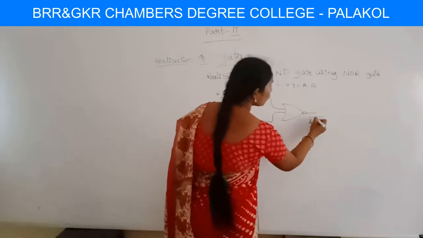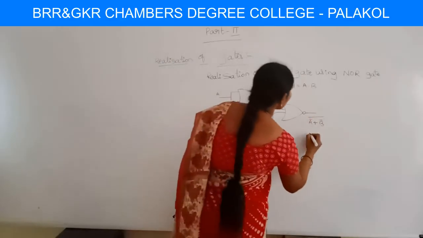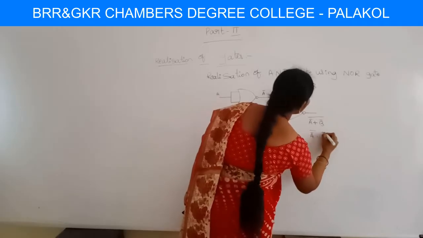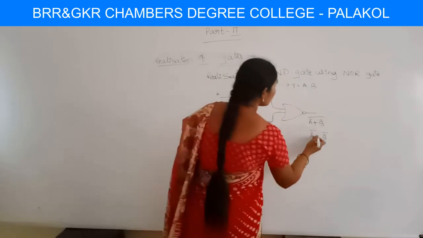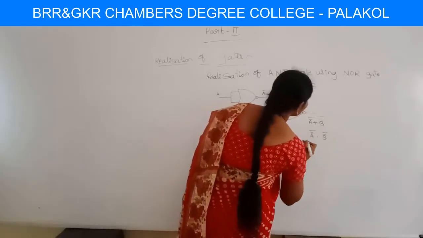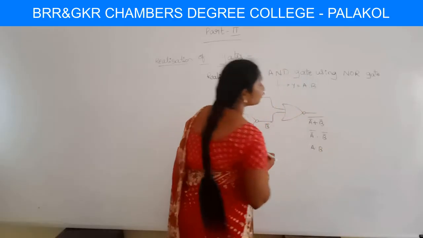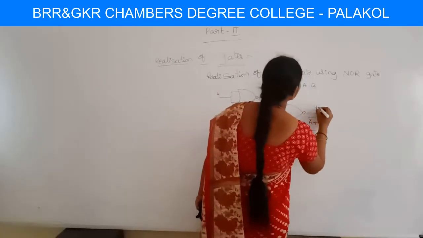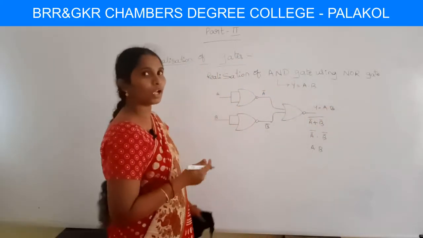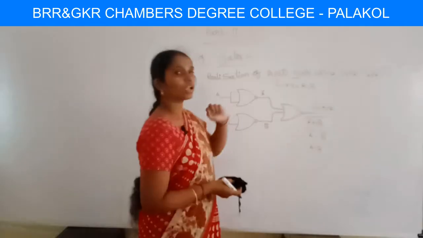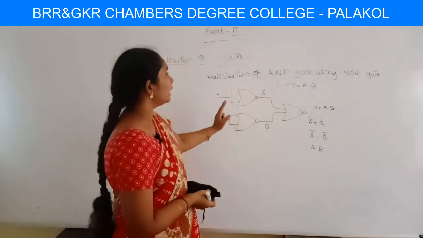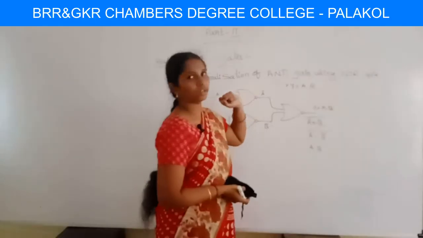So therefore we have to apply bar to both. So here A bar bar dot B bar bar. So here I have to cancel those two bars. So that is A dot B. Therefore the final output is y is equal to A dot B. So likewise you have to derive the expression and draw the gate for the AND gate.